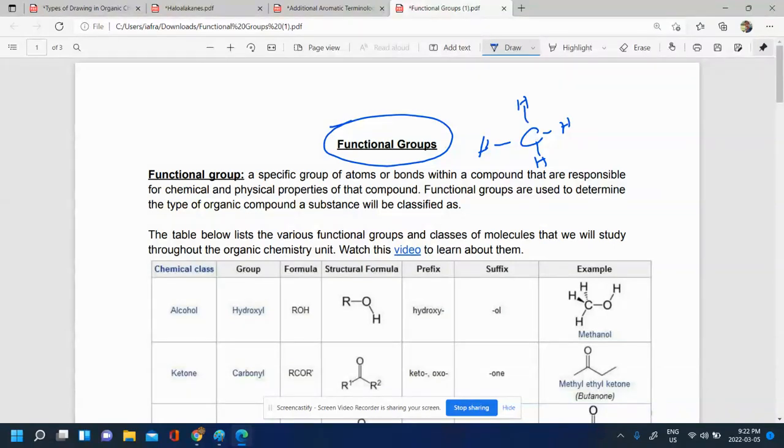So what you can do is there are chemical groups that can be added to hydrocarbons to give the hydrocarbons different properties. And that's what a functional group is: a specific chemical group or group of atoms or bonds in a compound that gives the molecule specific chemical or physical properties. So, for example, here's a hydrocarbon. If I put an OH here, this is a functional group. It's a special group, an OH group, that makes the molecule more polar overall.